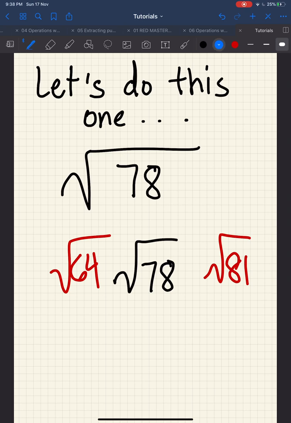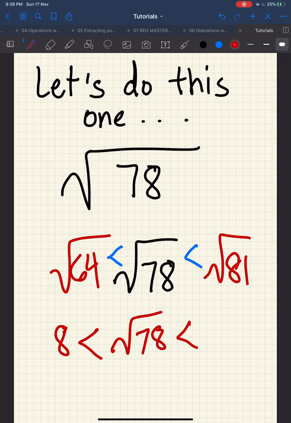64. And again, we can say that the square root of 78 we estimate to be greater than the square root of 64 but less than the square root of 81. So how do we write this? Again, square root of 78 is greater than 8 but less than 9. So that's it. That's what upper and lower bound is.